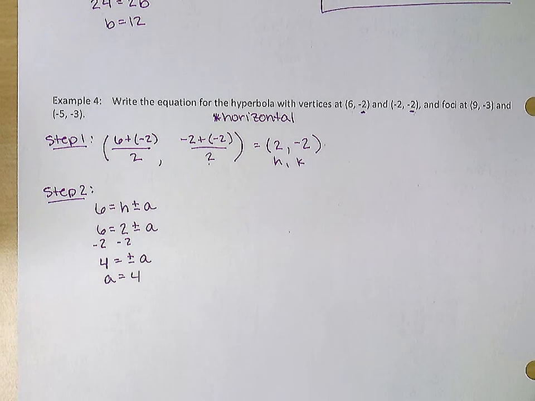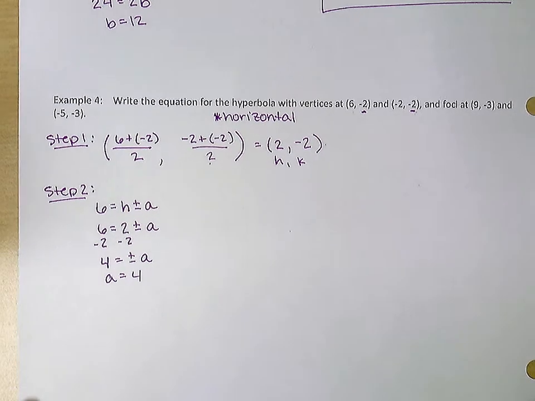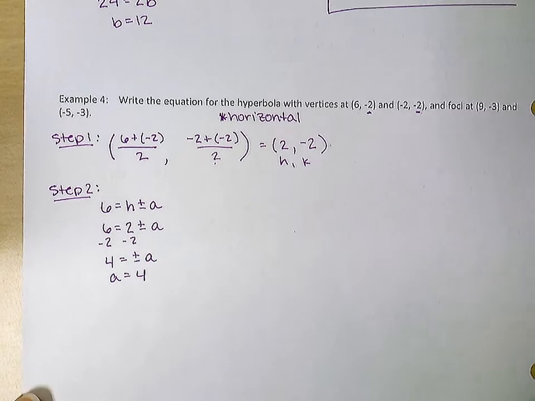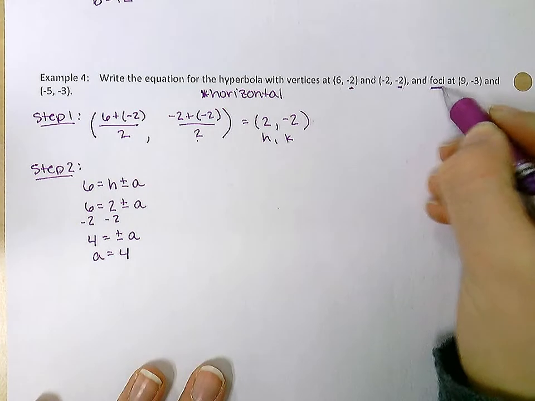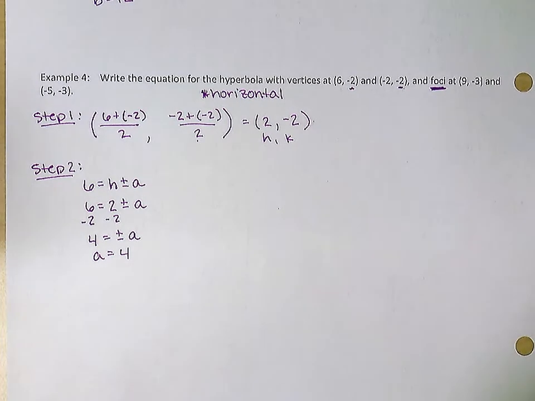Again, I'm just using that chart from yesterday to figure out my vertices for a horizontal hyperbola, and your x value changes, so that's h plus or minus a. Okay, next I need b. However, I'm given the foci points in this problem, and the foci points use c to find that value. So I need to find c first in order to find b, just like we did in example 1.